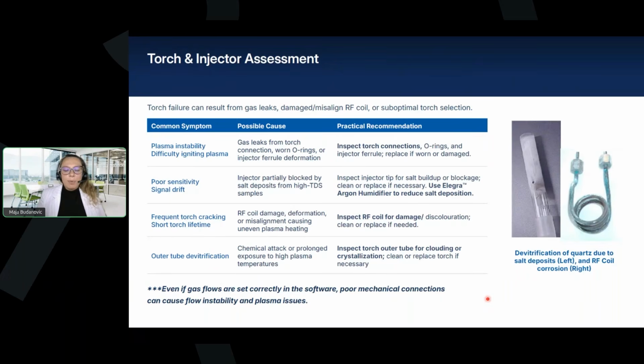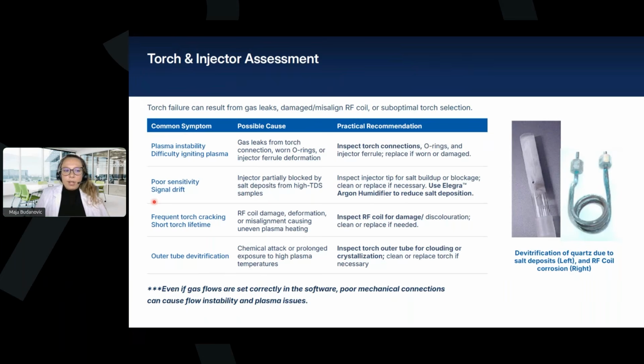So for example, plasma instability, or if you have any kind of difficulty to ignite your plasma, that can be caused by gas leaks. It can be caused by worn O-rings or even injector ferrule deformation. So the first step would be to inspect these connections and if they are damaged, to replace them.